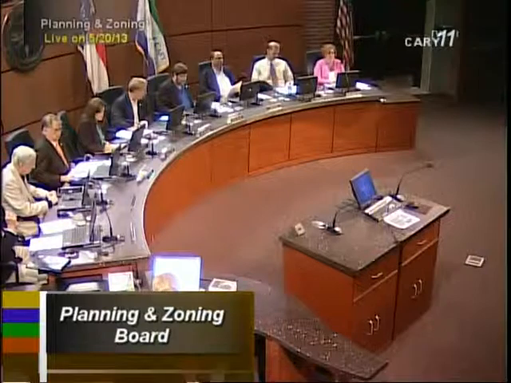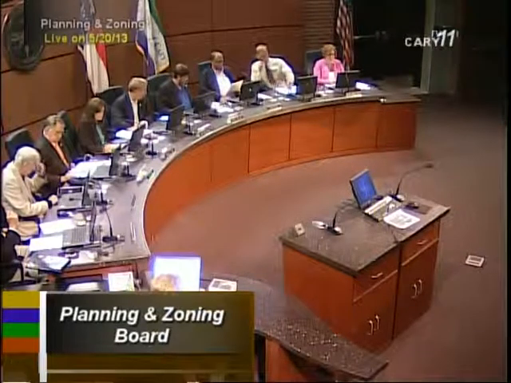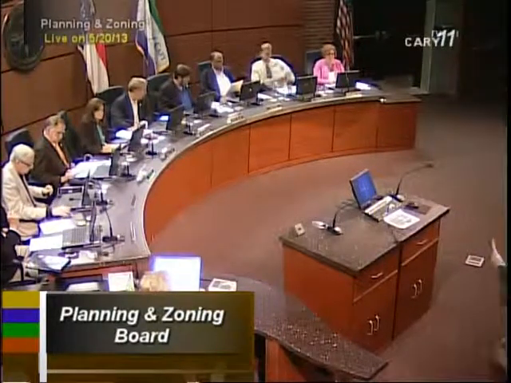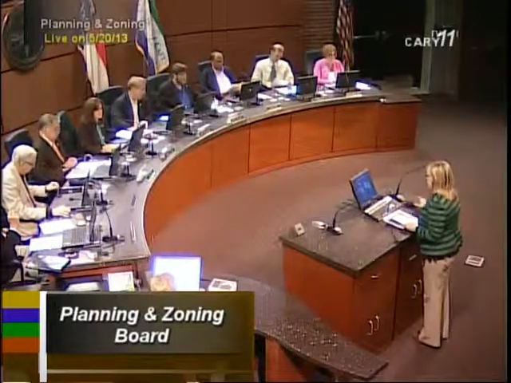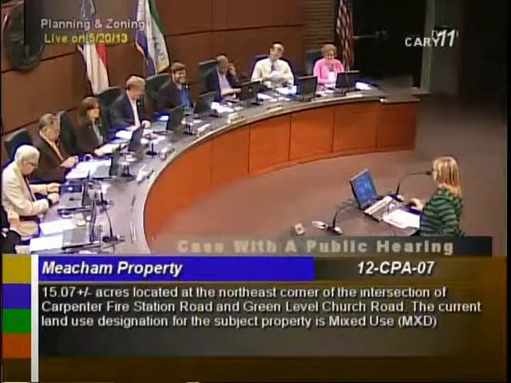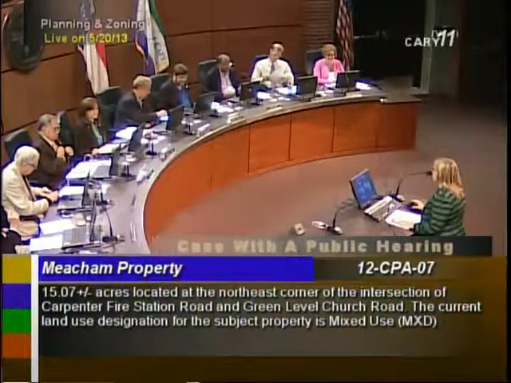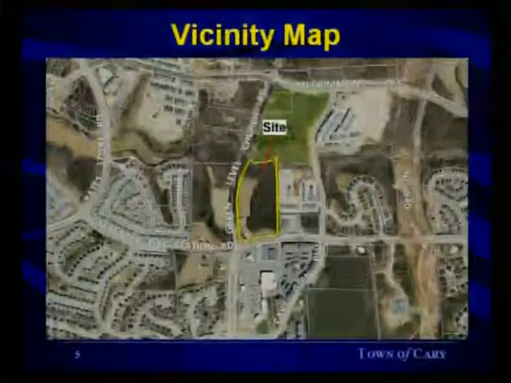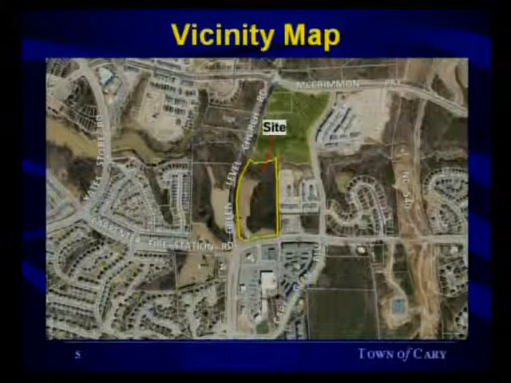That said, I'm going to open our first case, which is 12 CPA 07, the Meacham property. And Ms. Chandler, you are here. Okay. I am here. Good evening. This case is a comprehensive plan amendment request for the Meacham property. It's located at 7640 and also one other unaddressed property on Carpenter Fire Station Road. It's for 15 acres. The property is located at the northeast corner of Carpenter Fire Station Road and Green Level Church Road.